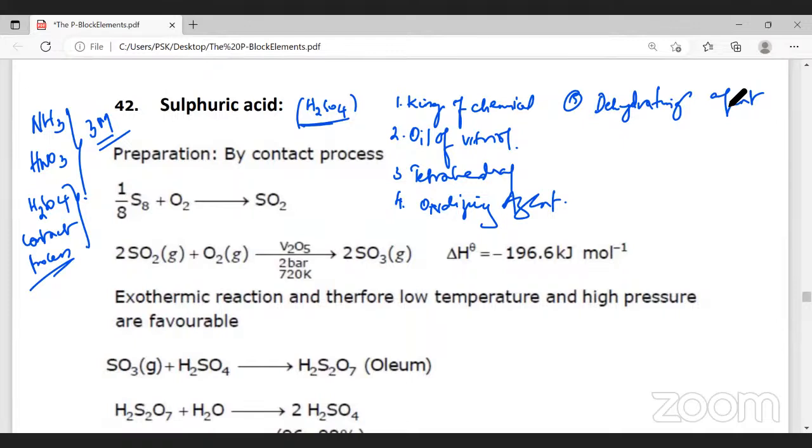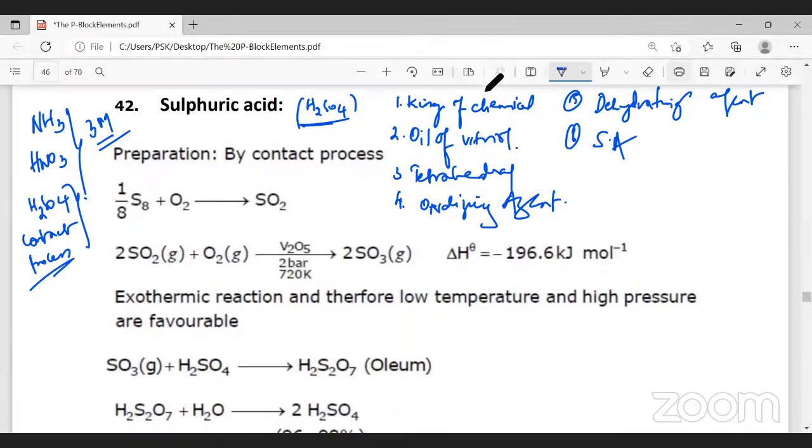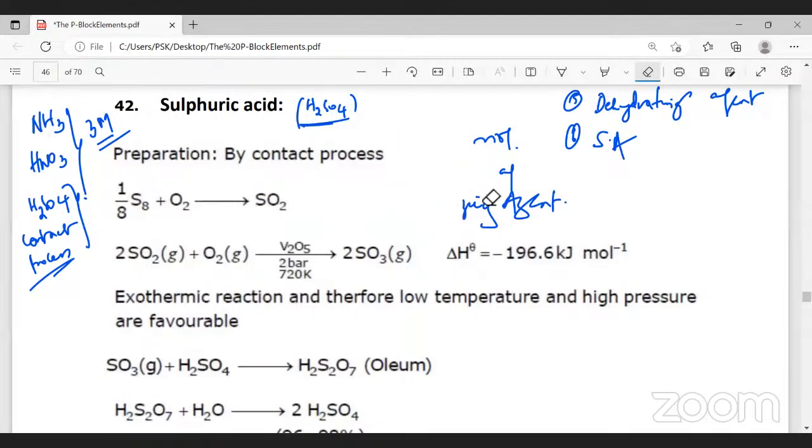Now, sulfuric acid, as I told you, is the king of chemicals. It is called oil of vitriol. Its geometry is tetrahedral. It is an oxidizing agent. It's a dehydrating agent. It's a strong acid. It undergoes complete dissociation. Therefore, it is called a strong acid. Now we will learn the preparation of sulfuric acid.